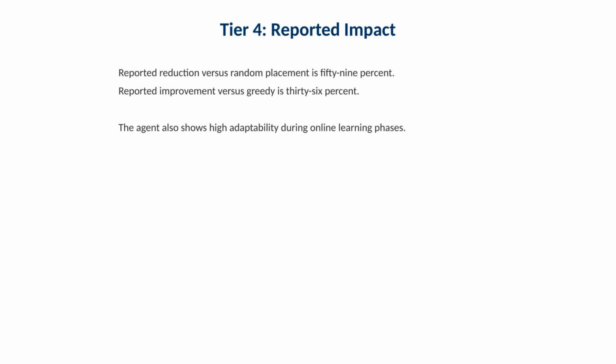Reported reduction versus random placement is 59%. Reported improvement versus greedy is 36%. The agent also shows high adaptability during online learning phases. Operationally, that adaptability matters because retrieval patterns and schedules change in real terminals.